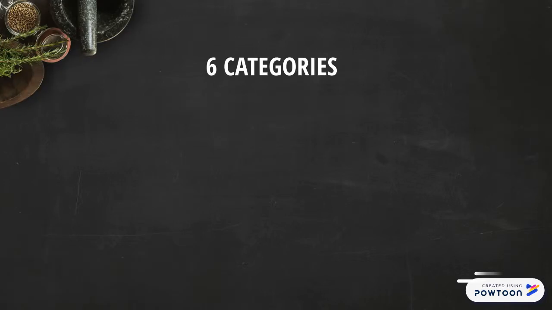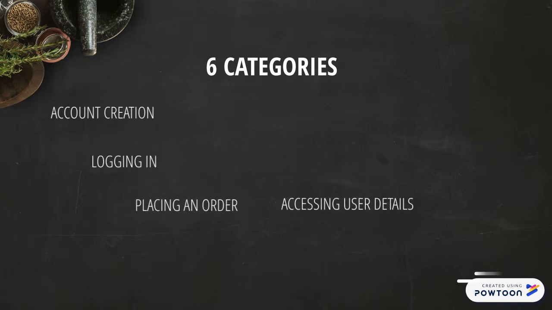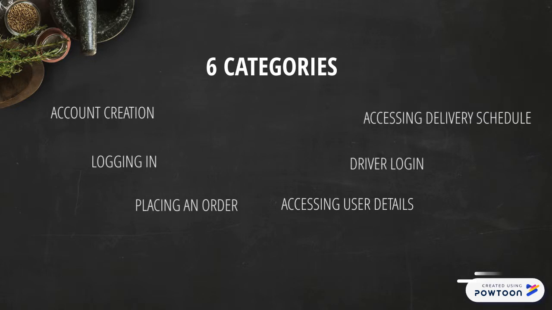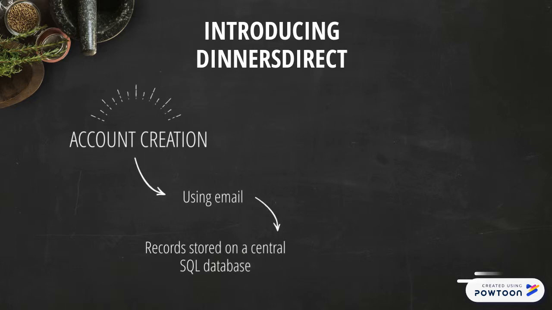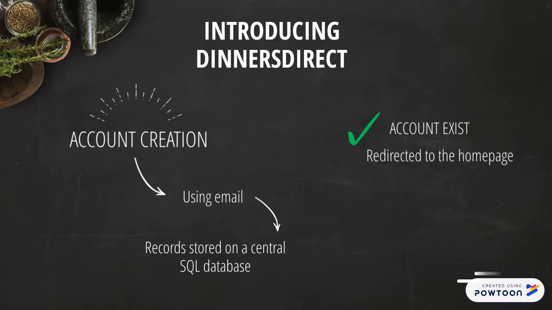This can be categorized into account creation, logging in, placing an order, accessing the user details, driver login, and accessing the delivery schedule details. Account creation. The user should be able to create an account using their email and have their records stored in a central SQL database that is accessible through PHP. If an account already exists under the entered email, the user should be redirected to the home page.